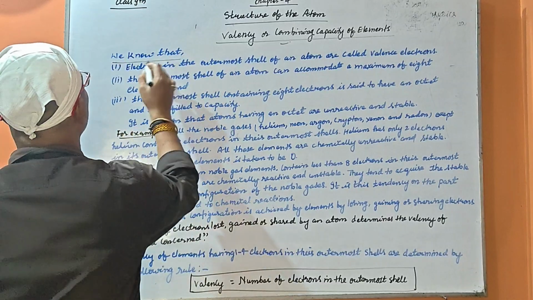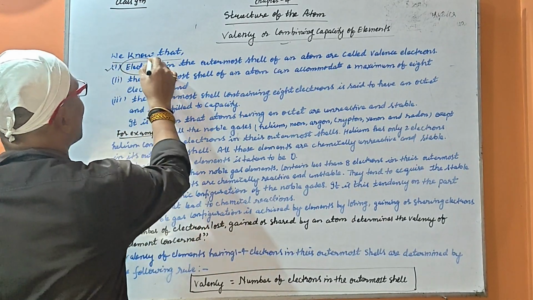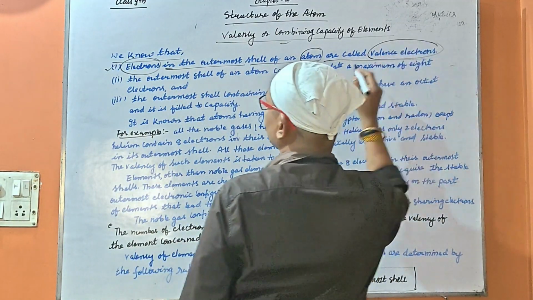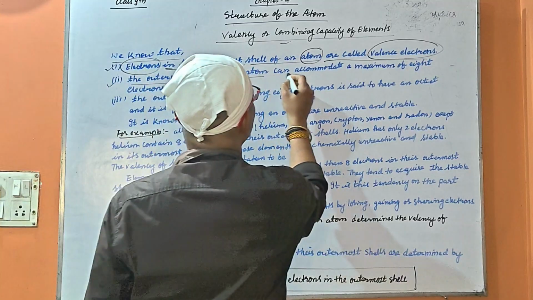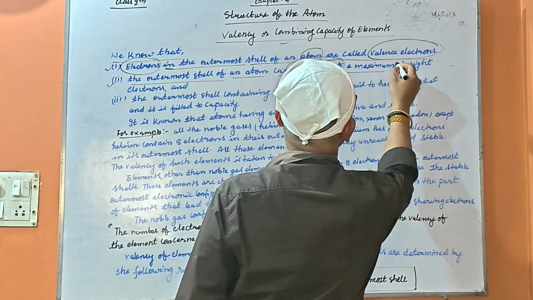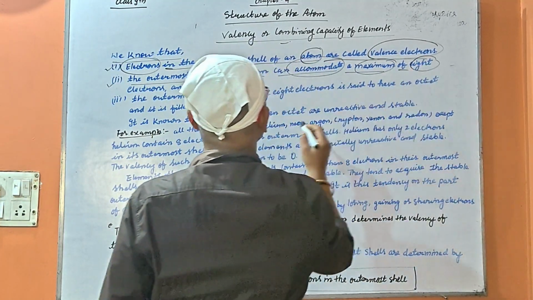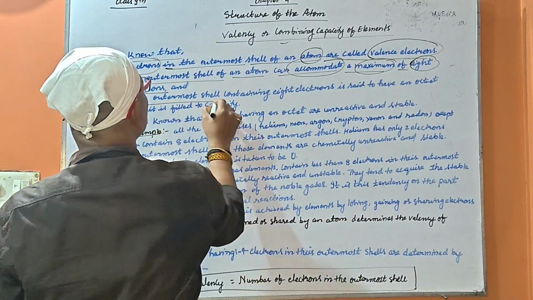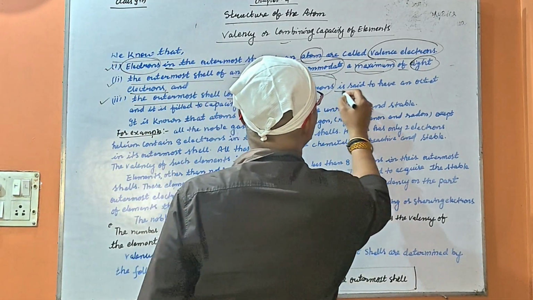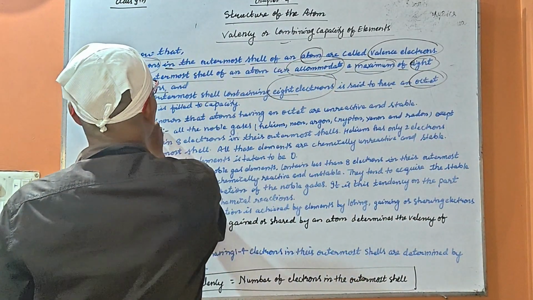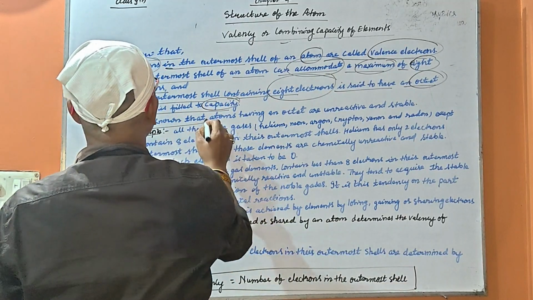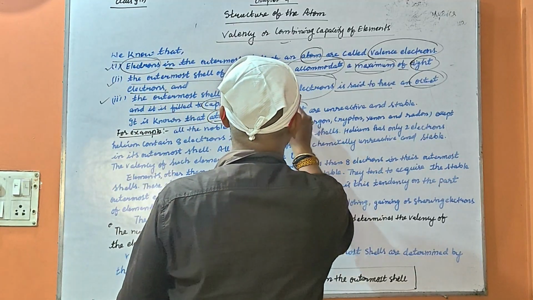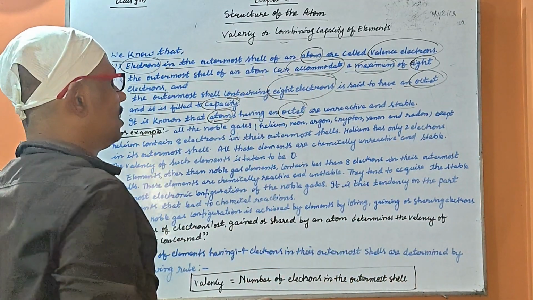Let us understand. We all know that electrons in the outermost shell of an atom are called valence electrons. Second, the outermost shell of an atom can accommodate a maximum of 8 electrons. And third, the outermost shell containing 8 electrons is said to have an octet and is filled to capacity. It is known that atoms having an octet are unreactive and stable.